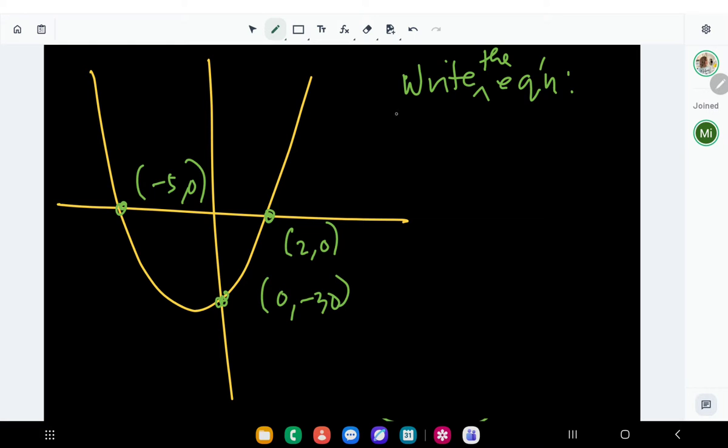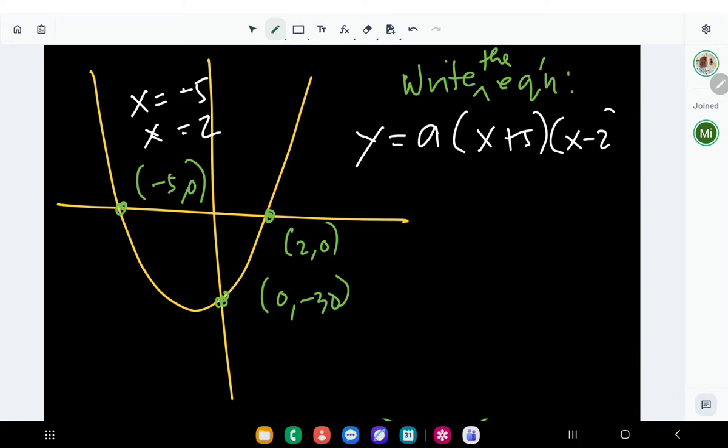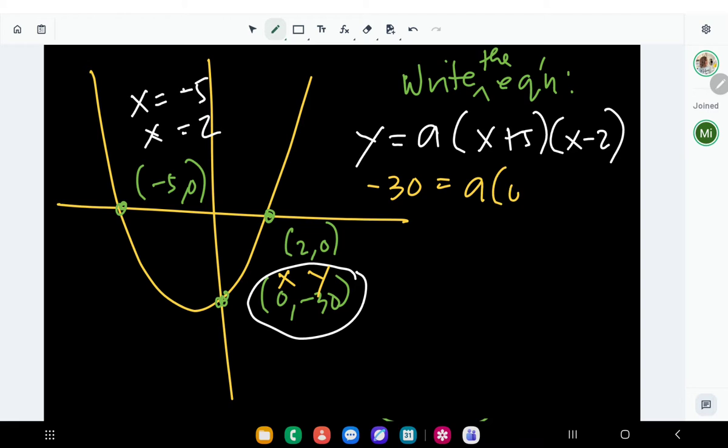Since you're given the x-intercepts, you just write the equation in intercept form: y equals a times (x minus ...). One x-intercept is negative 5 and the other is 2, so this is (x plus 5)(x minus 2). And you're given the y-intercept, so you plug in the values of x and y to solve for a. So y is negative 30 when x is 0: negative 30 equals a times (0 plus 5)(0 minus 2).